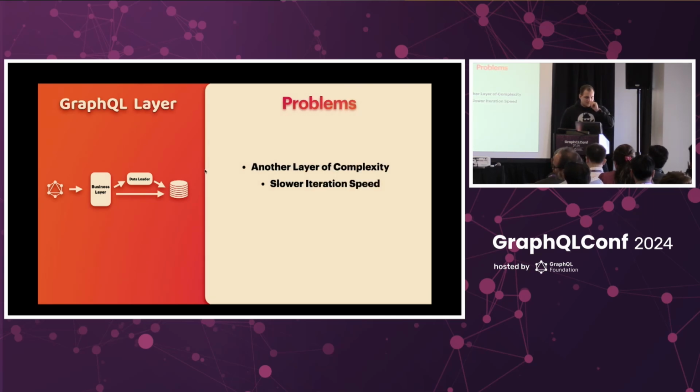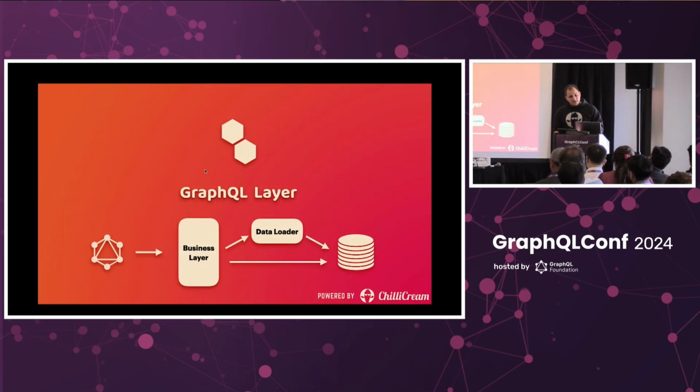The problems are very clear. You have another layer of complexity that you add, and you have a slower iteration speed. It's also harder to optimize this pattern, because the business logic should not know that it's called by the GraphQL API, which means that when the GraphQL API makes a call, the business logic does not know which fields are selected. Therefore, you cannot really optimize and do optimal fetches. Now, I do recommend this pattern to a lot of people because it's simple and it scales really well.